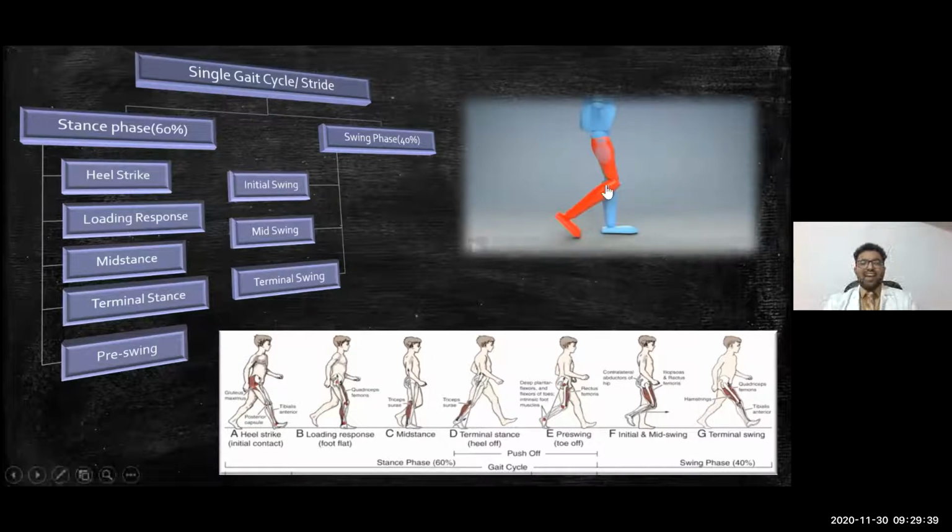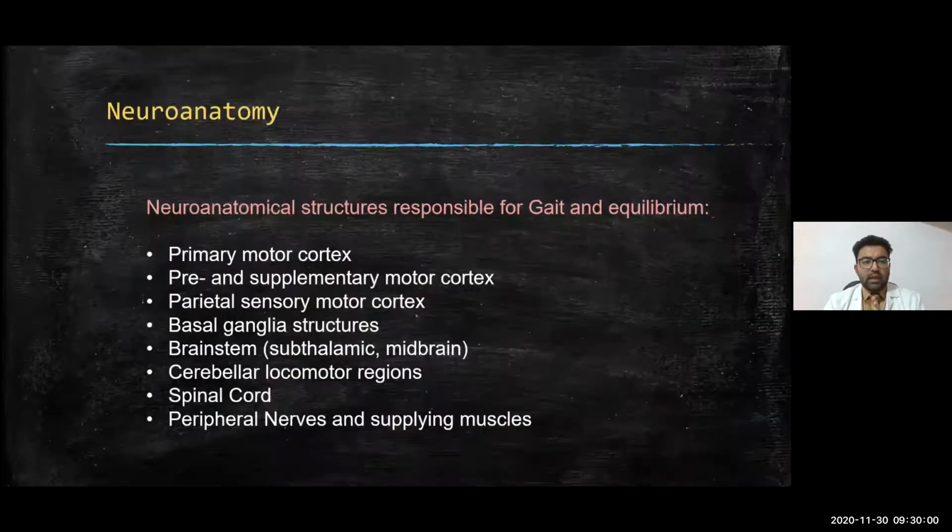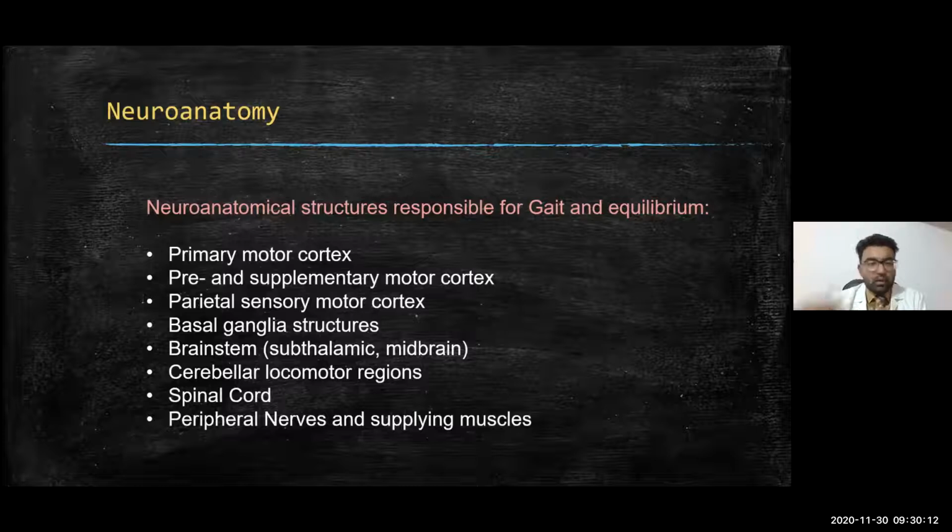Thank you, sir. I hope the reason for explaining normal gait is clear, because it is very important to understand it. If we understand what a normal gait looks like, it becomes very easy to identify and address the abnormal gait. Moving to our next slide, we'll talk about neuroanatomy: what anatomical parts are involved in making any movement or walking.